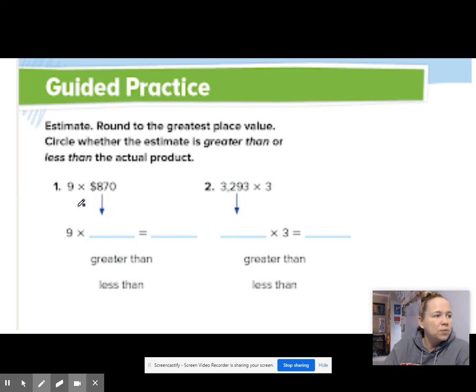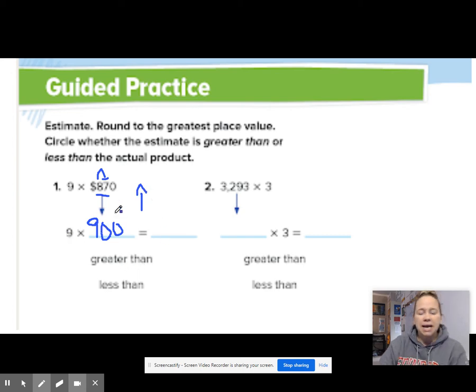Okay, so 9 times, see how they don't want you to round that? 870. Well, 870 is close to 900. But we could have underlined, looked to the right. 7 is a big number, so it rounds up. Remember, it's important that it rounded up. It's important to remember that.